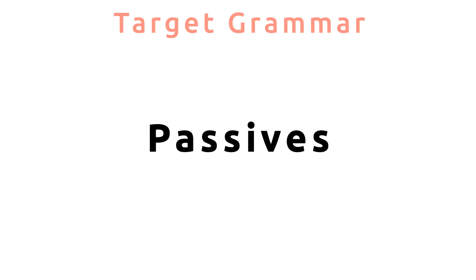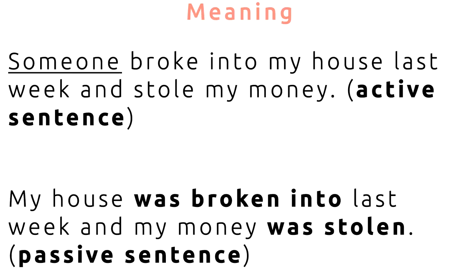The target grammar for this lecture is passives. Passives are types of sentences that we use in English. We have two main sentence types: active sentences and passive sentences. Let's have a look at the difference between the two.